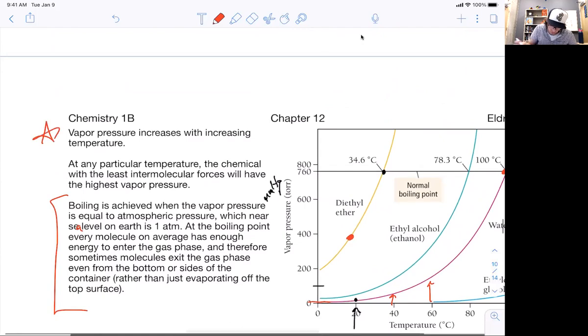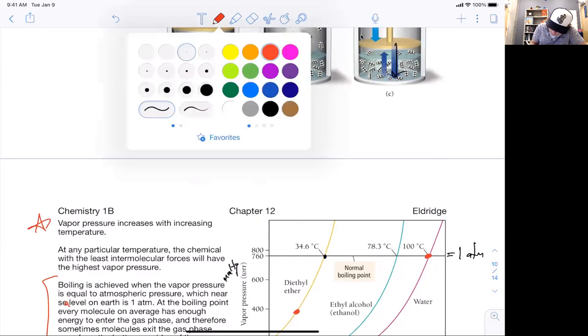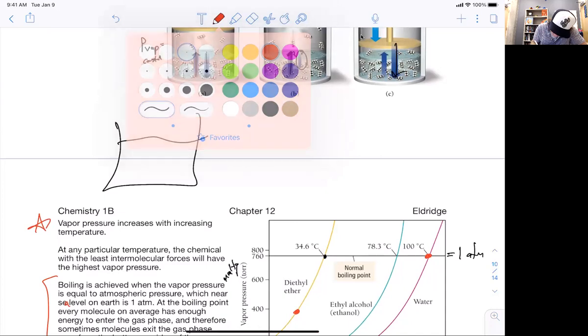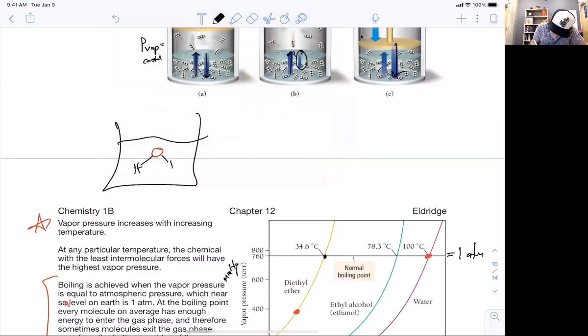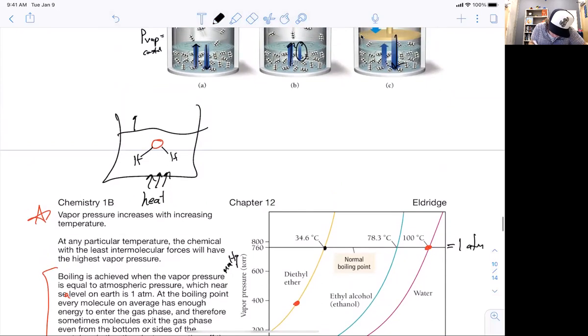So remember this: vapor pressure increases with increasing temperature, and the boiling point is achieved when the vapor pressure is equal to the atmospheric pressure. So now, I guess I didn't have really a picture of water open. We had the water closed, but now we're heating it up. It starts with a low vapor pressure. It's still evaporating a little, and we increase the temperature. More of it starts to evaporate. We increase a little bit more and more starts to evaporate.